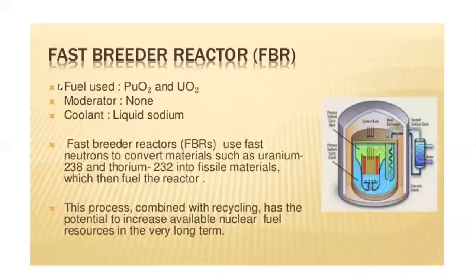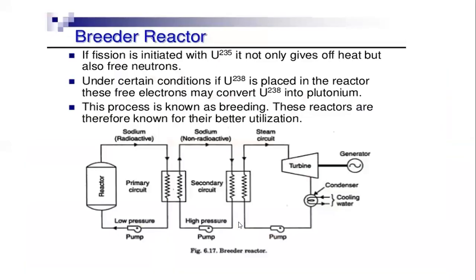Okay, the fuel used is uranium or plutonium. There is no moderator. The coolant is liquid sodium. The fast breeder reactor uses fast neutrons to convert materials such as uranium 238 and thorium 232 into fissile material. This process, combined with recycling, has the potential to increase the available nuclear fuels.